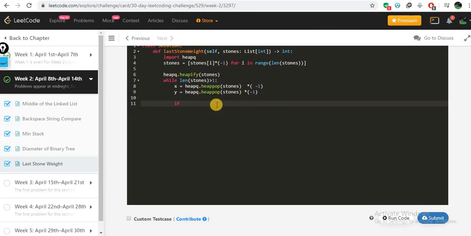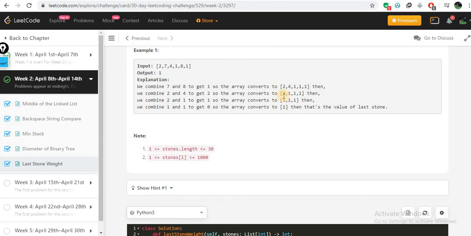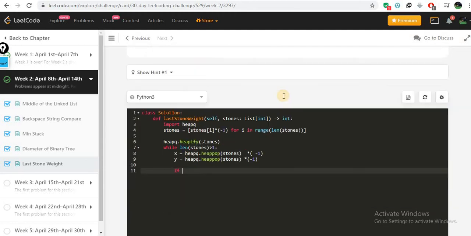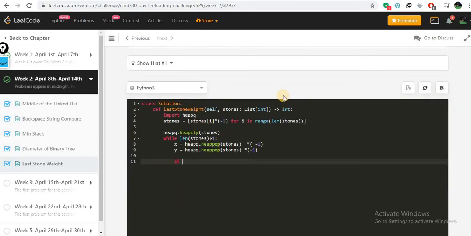If we have x not equal to y, we just have to reduce the weight of y by x. That means we push another element of weight y minus x into the heap. That's easy, right? So if x is not equal to y, we push into stones, and what we push is y minus x.